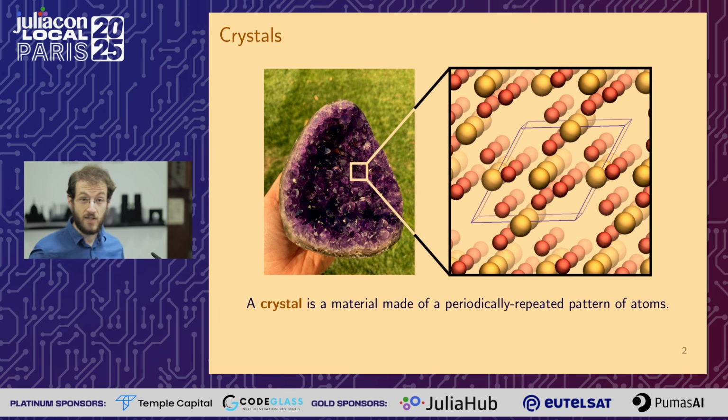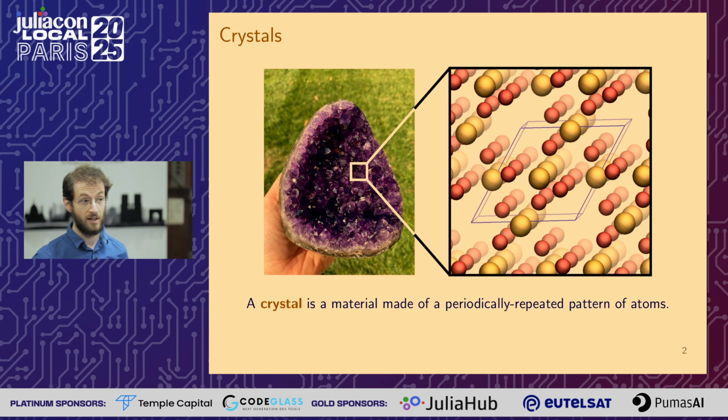A crystal is a state of matter in which the atoms are organized according to a pattern. And this pattern is repeated periodically across space. So if you zoom in on a crystal, and crystals are absolutely everywhere, like a grain of salt, for instance, you're going to see something like what's on the right, with this organization.